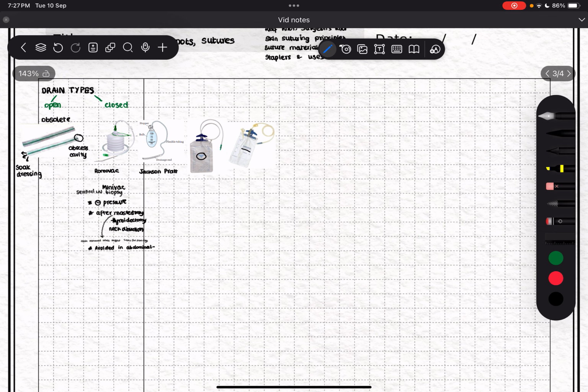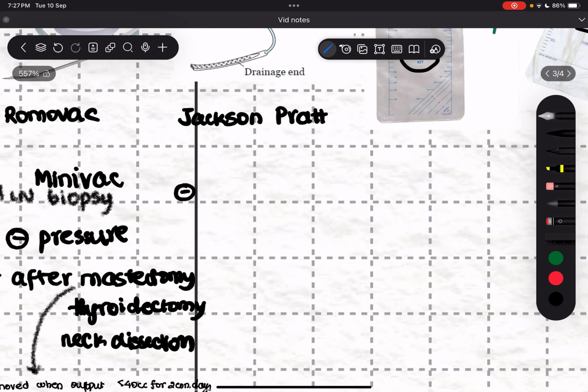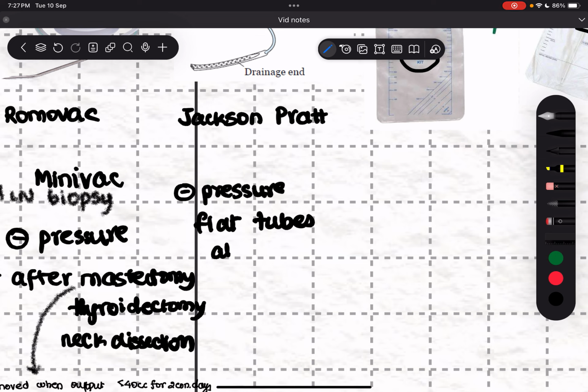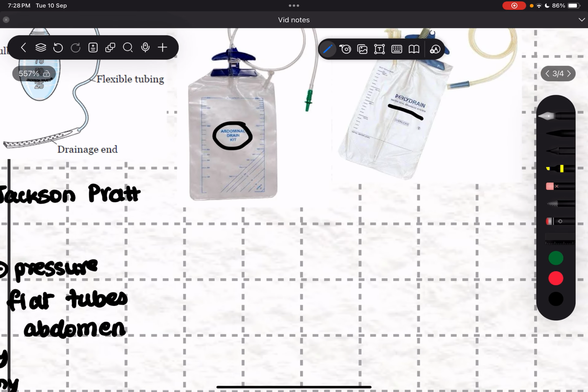Now Jackson-Pratt drain. This is also a negative pressure drain. These have flat tubes and can be used in the abdomen. Now this is a closed drain. Abdominal drain is a closed drain and there is no negative pressure.